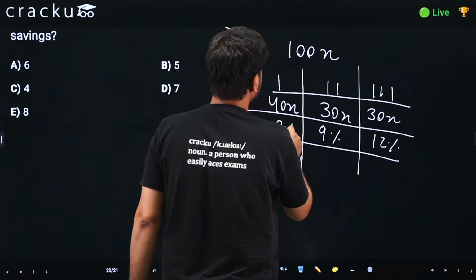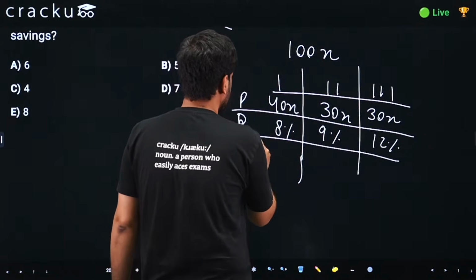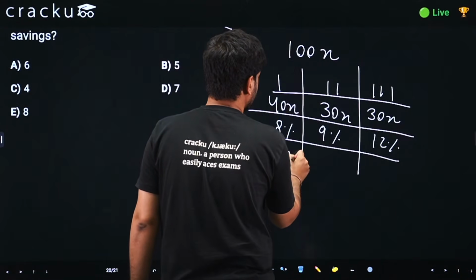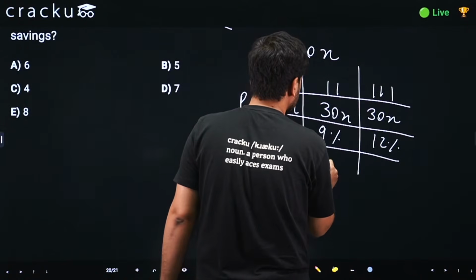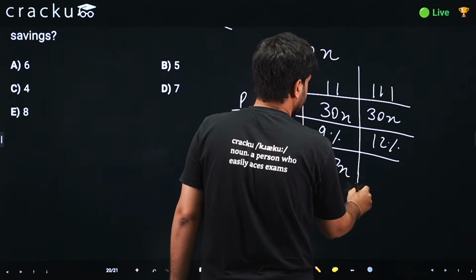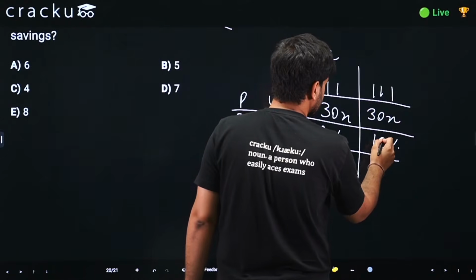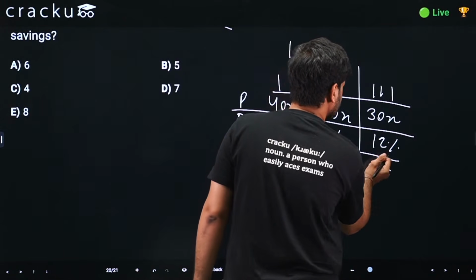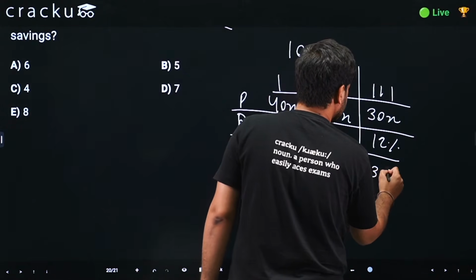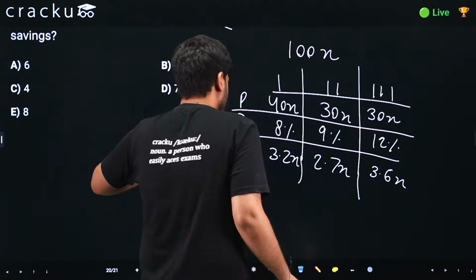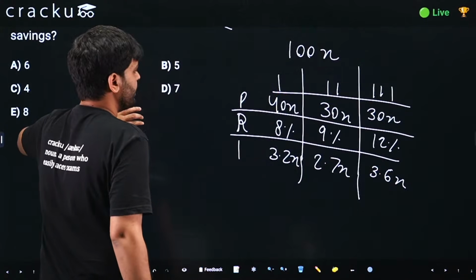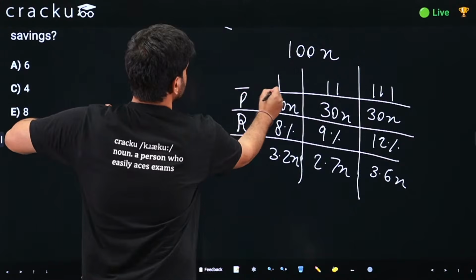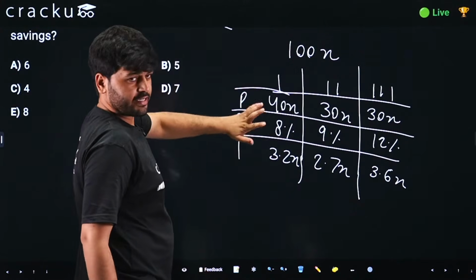Absolute interest would be 8% of 40x, which is 3.2x, 9% of 30x, which is 2.7x, 12% of 30x, which is 3.6x. Now we have interest in terms of everything in terms of x now.